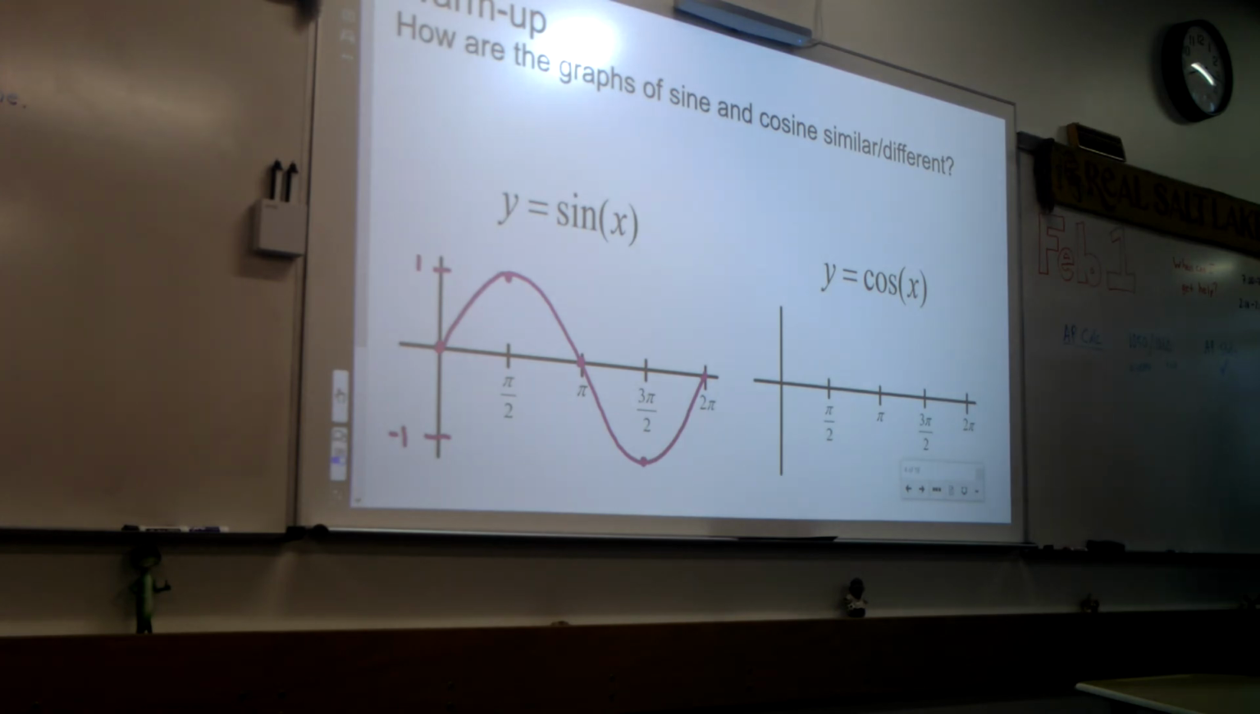All right, so then let's go to Hiram. What about cosine? How is that different than sine? It starts at 1. It goes down, and then it goes back up. We went to 0, yeah, it goes down to negative 1, and then we go back to 1.